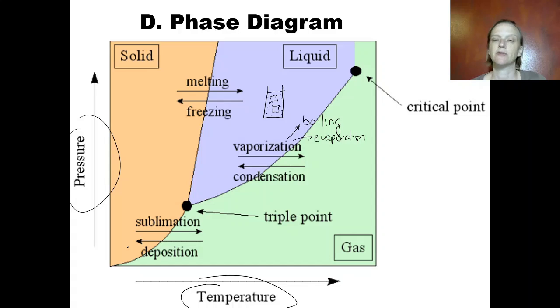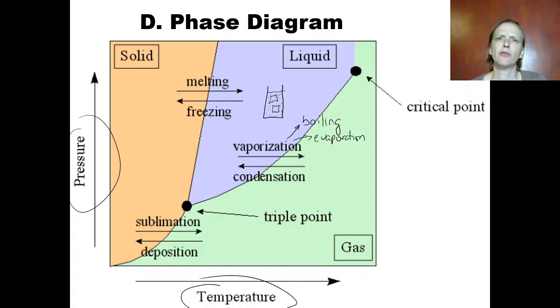Deposition is the opposite of sublimation. So factories that make dry ice, they take carbon dioxide gas and pressurize and drop the temperature to create solid carbon dioxide, solid dry ice.